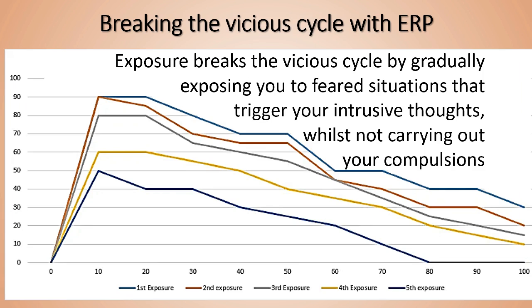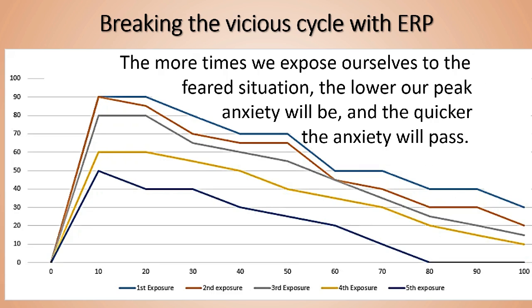Exposure breaks the vicious cycle by gradually exposing you to feared situations that trigger your intrusive thoughts, whilst not carrying out your compulsions. The more times we expose ourselves to the feared situation, the lower our peak anxiety will be, and the quicker our anxiety will pass.